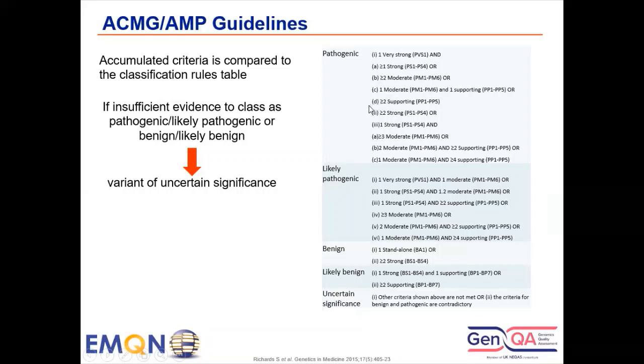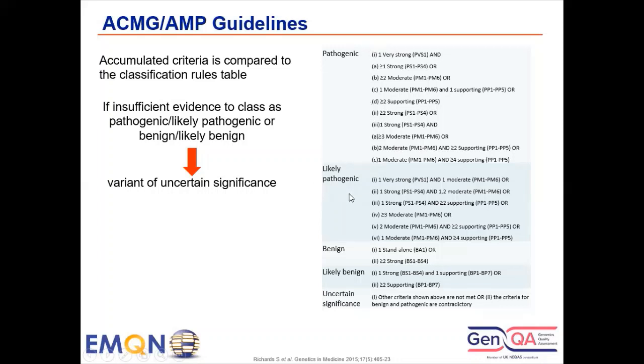If you have 2 strong arguments, it can also be classified as pathogenic. If you have only 1 strong argument, you need some moderate or additional moderate or supporting criteria, which you can read here. And in that case, we say the variant is pathogenic.